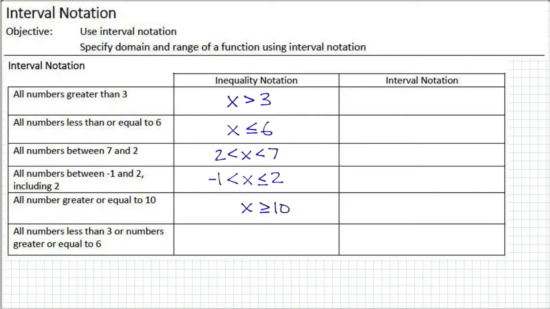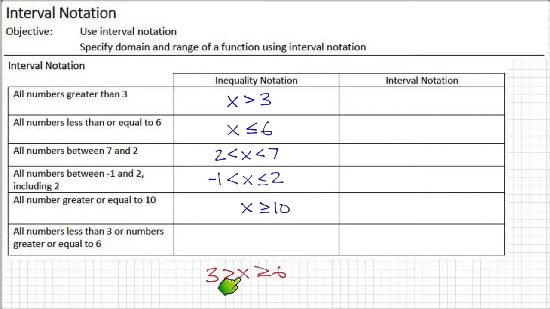Now for the last one, I'm going to stop a little bit. All numbers less than 3, all numbers greater or equal to 6. Now, if you write this down, actually it seems correct. It's tempting to do it this way, but it would not be right.